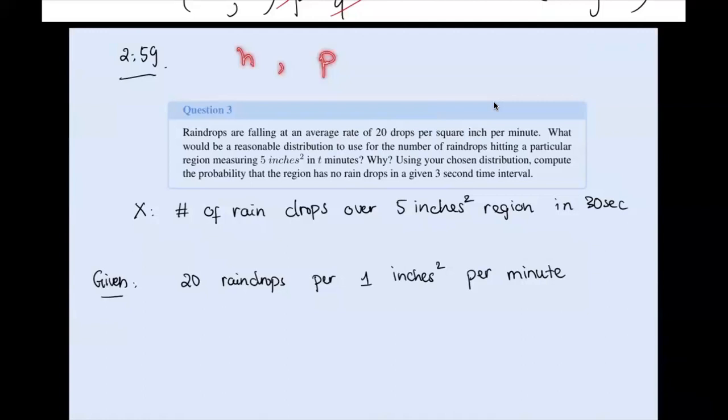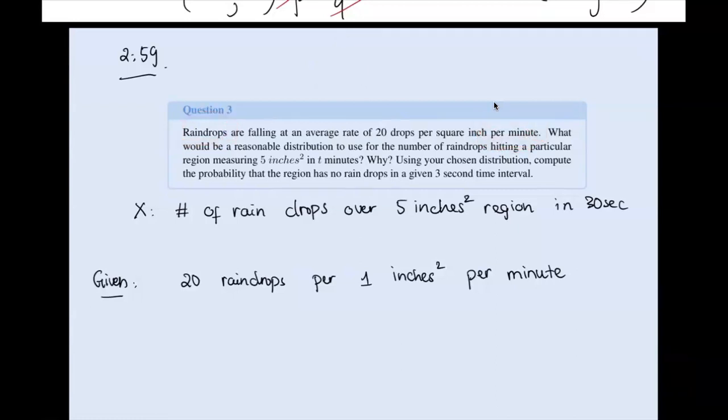So what is our trial here? You can think of it as like a millisecond or something even smaller. If you consider each millisecond as one trial, then over 1 minute, you will have many trials, right? And then the probability of success, which means the probability that you got a raindrop over that region in 1 millisecond, is very, very small. So that's why this can be represented by a Poisson distribution.